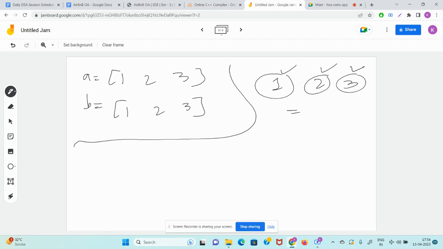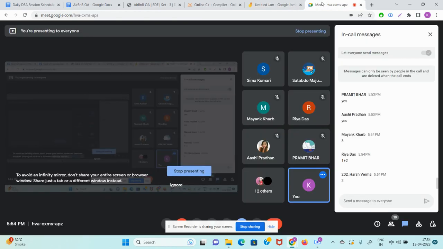Start writing in the chat, guys. Be very quick. 1 plus 2, 3. Nice. Guys, only 3 people have written. What about others? I see only smart people are writing. What about others? Should I call out the names? Start writing in the chat.